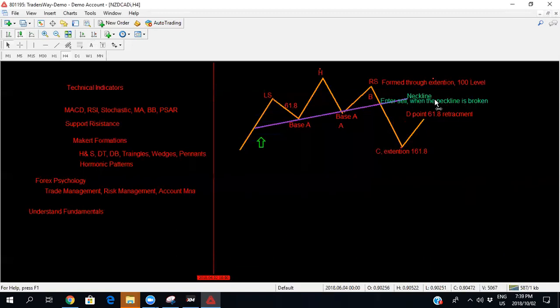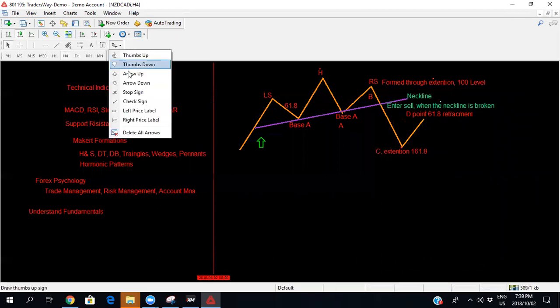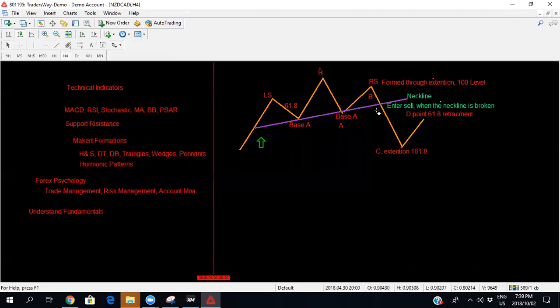We enter the sell trade here when the neckline is broken. And where is the neckline getting to be broken? That is this point, whenever it breaks the neckline. But what you should remember is that trading tells us that whenever there's a break, there must be a retest.